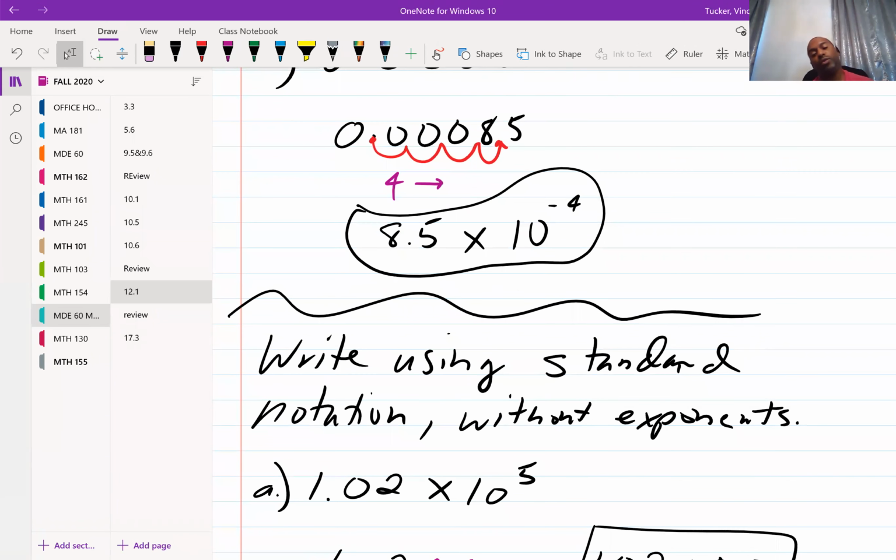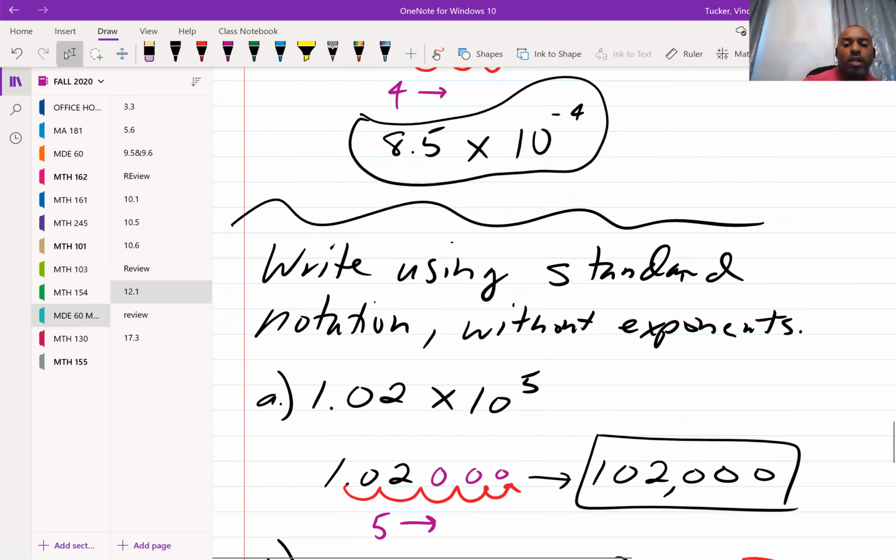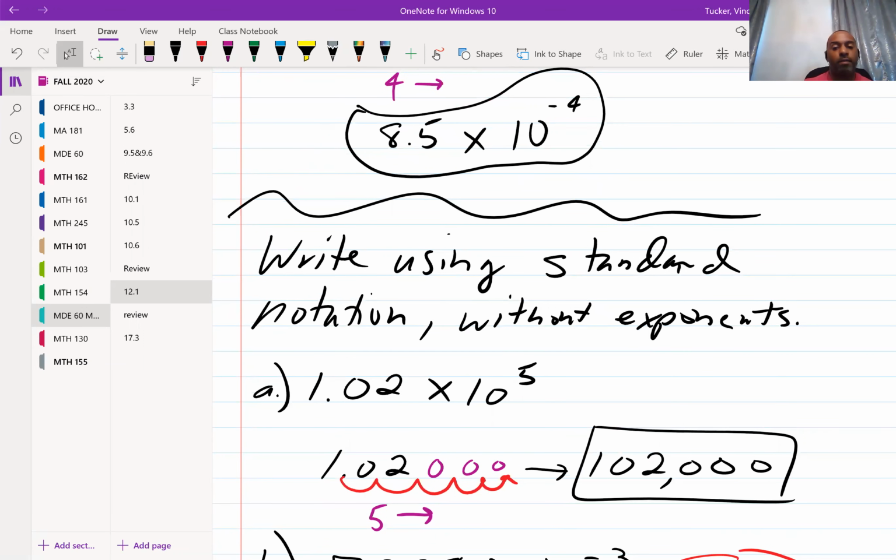All right, so now we're going to do the reversal of that process. We're going to write in standard notation, in other words, writing without the exponents. So we have 1.02 times 10 to the 5th power. Remember I mentioned that if you have a positive exponent, then a positive effect has to take place on that number. In other words, it needs to get larger. So I need to move my decimal 5 places to the right. So that'd be 102,000.